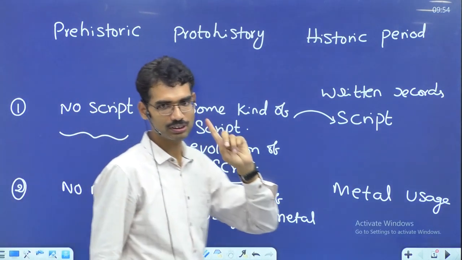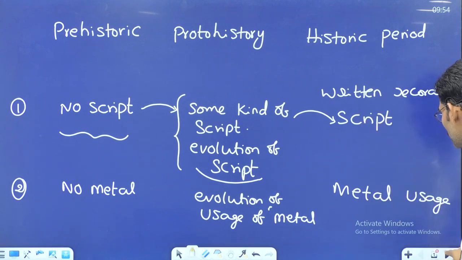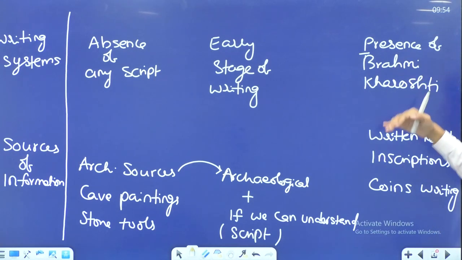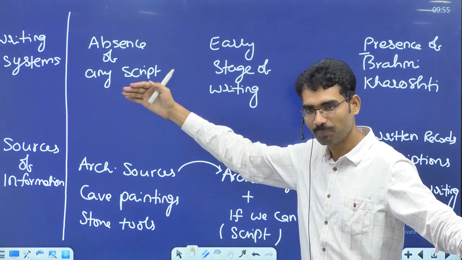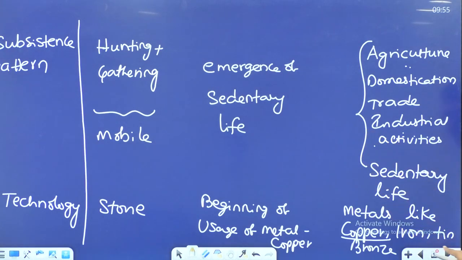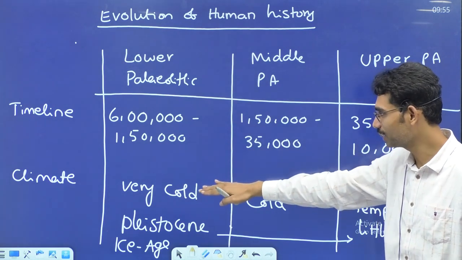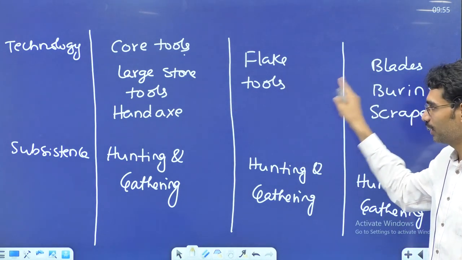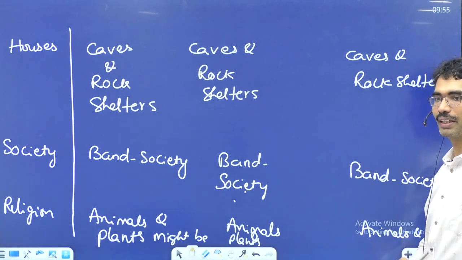Now you see the institutions: prehistory, protohistory, and historic period. In our historic time period, written scripts are there, metal usage, full social institutions, full economic institutions. All these, whatever we are seeing today, modern forms of life, all those institutions emerged in the historic time period. When it comes to prehistory, it is just the beginning, and protohistory is the transition period between them. Now we have compared how human evolution took place from the lower Paleolithic. This is the time period. Climate is changing. Accordingly, plants and animals also change. Technology also changed accordingly. Their subsistence pattern, hunting, gathering, gradually led to these agriculture practices.